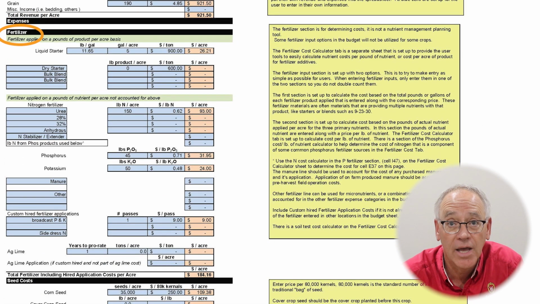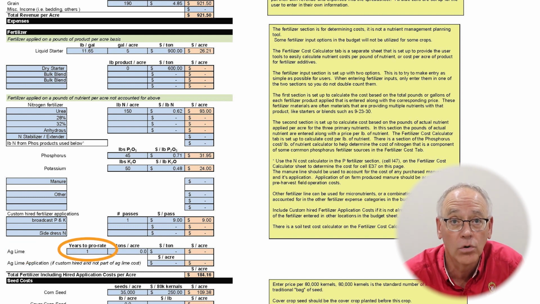There's a fertilizer tab, and we have the fertilizers split up as starter, phosphorus, potassium, and nitrogen fertilizers. One caution is that you do need to be sure to have charges for application as part of your cash expense. Also, lime would be considered if it's applied in that current cropping year. Lime could be prorated over the course of the life of a stand such as alfalfa.